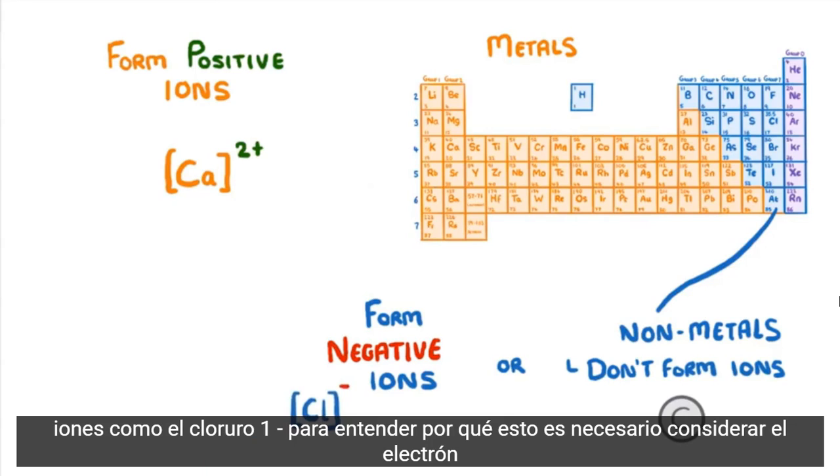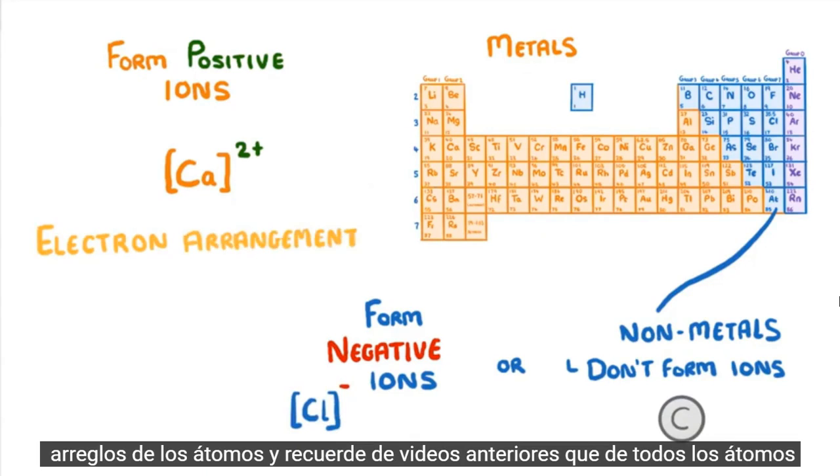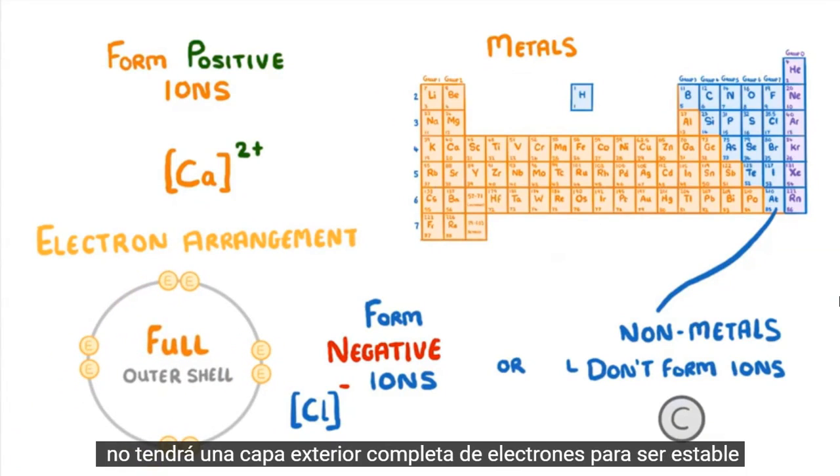To understand why this is, we need to consider the electron arrangements of the atoms. And remember from previous videos that all atoms want to have a full outer shell of electrons in order to be stable.